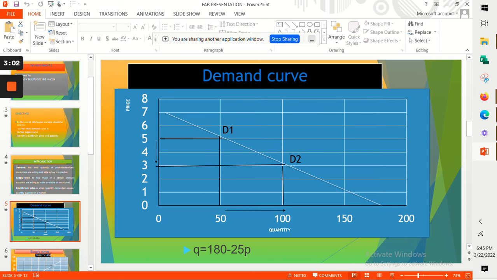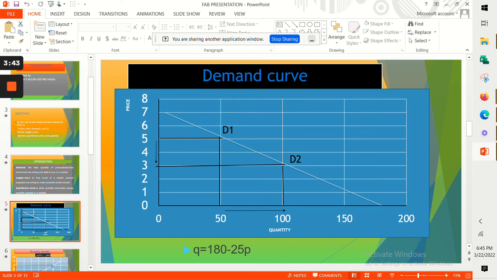In our first instance, on day 1 at price 5, the quantity demanded for this product, let's use a mango as an example, was 50 pieces at 5 shillings each. And when the price went down to 3 shillings, the demand increased to 100. This clarifies the definition of our demand curve, where we say it is the quantity of product or service that buyers or consumers are willing to buy at the market at the prevailing price. And in this case, we can say that is a demand curve.